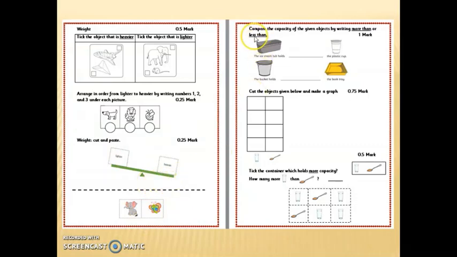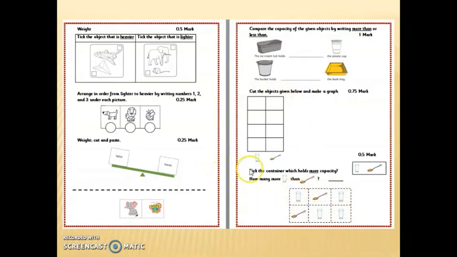In question number 13, you will compare the capacity of the given objects and fill the blanks by writing more than or less than. In question number 14, you will cut the objects given below and you will make a graph. After that, you will record the result. In question number 15, you will tick the container which holds more capacity. In question number 16, you will compare how many glasses are more than the spoon and you will write the correct number in the blank.